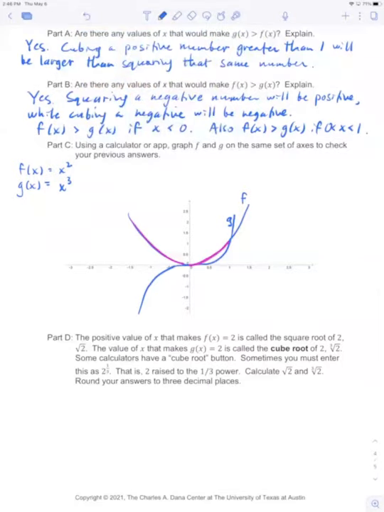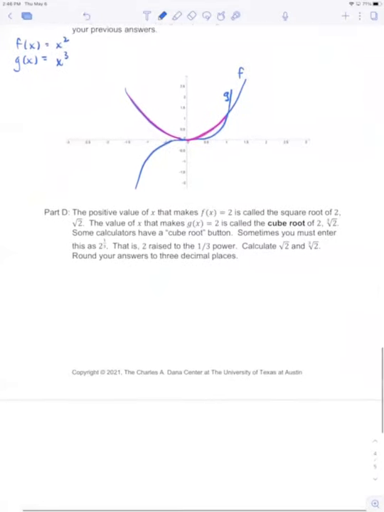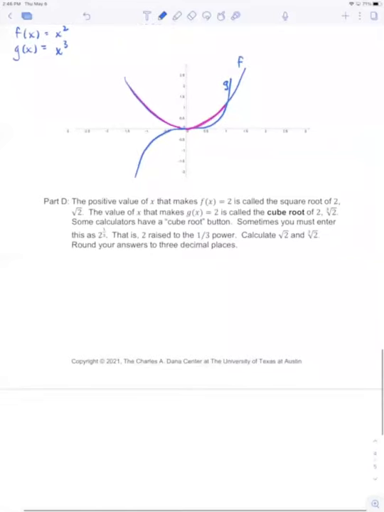Part D, let's just scroll this up here. The positive value of x that makes f of x equal to 2 is called the square root of 2, and it's written as the radical symbol with the 2 under it. The value of x that makes g of x equal to 2 is called the cube root of 2, which is written as the cube root of 2. Some calculators have a cube root button, but sometimes you must enter it as 2 to the 1/3, that is 2 raised to the 1/3 power.